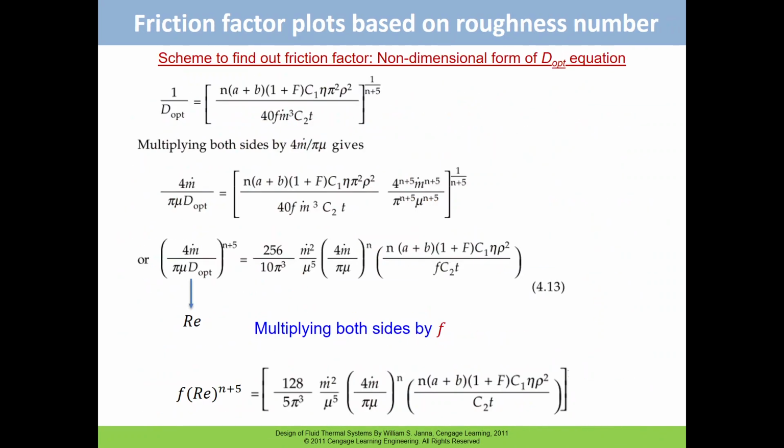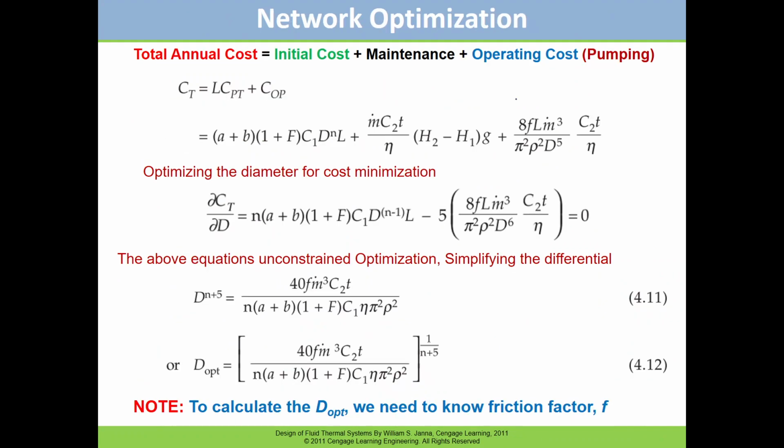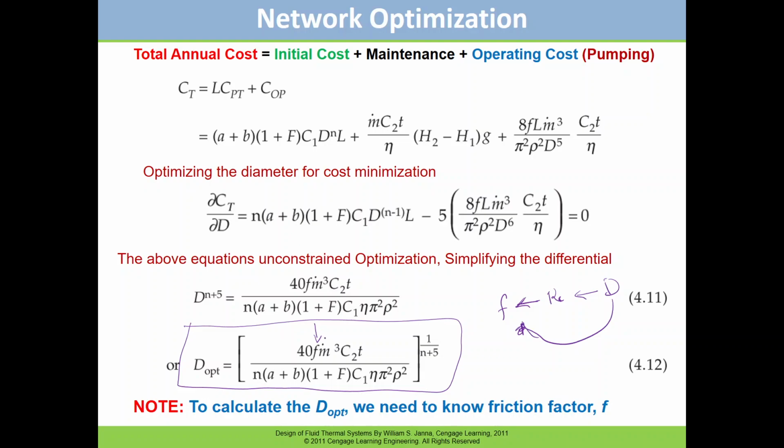So as I said in the beginning, we have this d-optimal expression, and we cannot find the d-optimal because we do not know the F, so it becomes a cyclic process. Because for the F you need RE, and for the RE you need the diameter, so it is a cyclic process. If you want to find out the optimal diameter, then you need to know F.